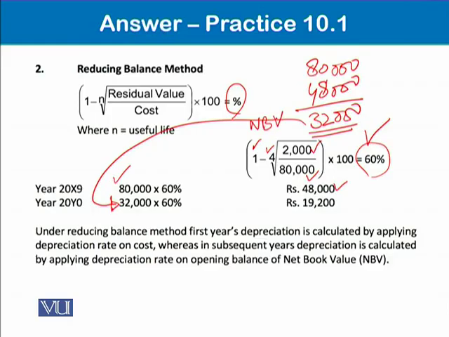So this method is also known as the net book value method, and also as WDV, written down value. We can name it written down value method, net book value method, reducing balance method, diminishing balance method, declining balance method. So these are the same. The main concept is how to calculate its rate and how to apply its rate. Its rate is always applied on net book value in the subsequent years and on cost in the first year.